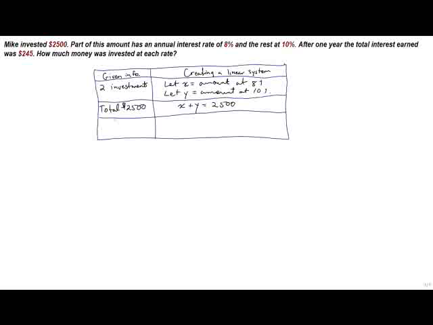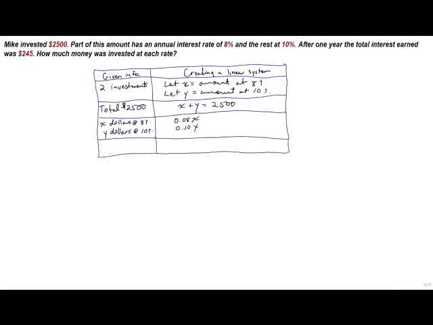Next bit of information we're given is we know that X amount of dollars is going to be invested at 8%. So the way we can write this is 0.08, which is the decimal form of 8%, times X. The same thing can be done with the Y amount. We know that he invested a Y amount of dollars at 10%. So another way to write that is 0.10, which is the decimal form for 10%, times Y.